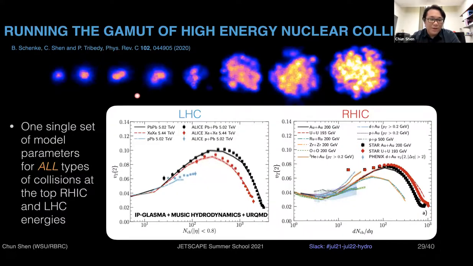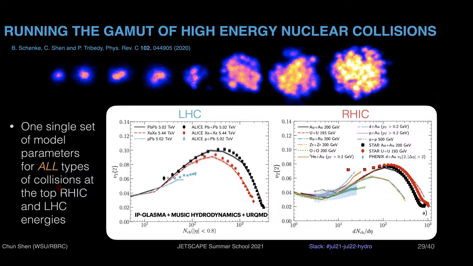Such a framework can be applied to do the simulation and then try to describe these anisotropic flow coefficients. One of the frameworks we have carried out is trying to look systematically at how one framework can describe the elliptic flow coefficients for different types of systems at different collision energies. Here is one of the studies we have done.